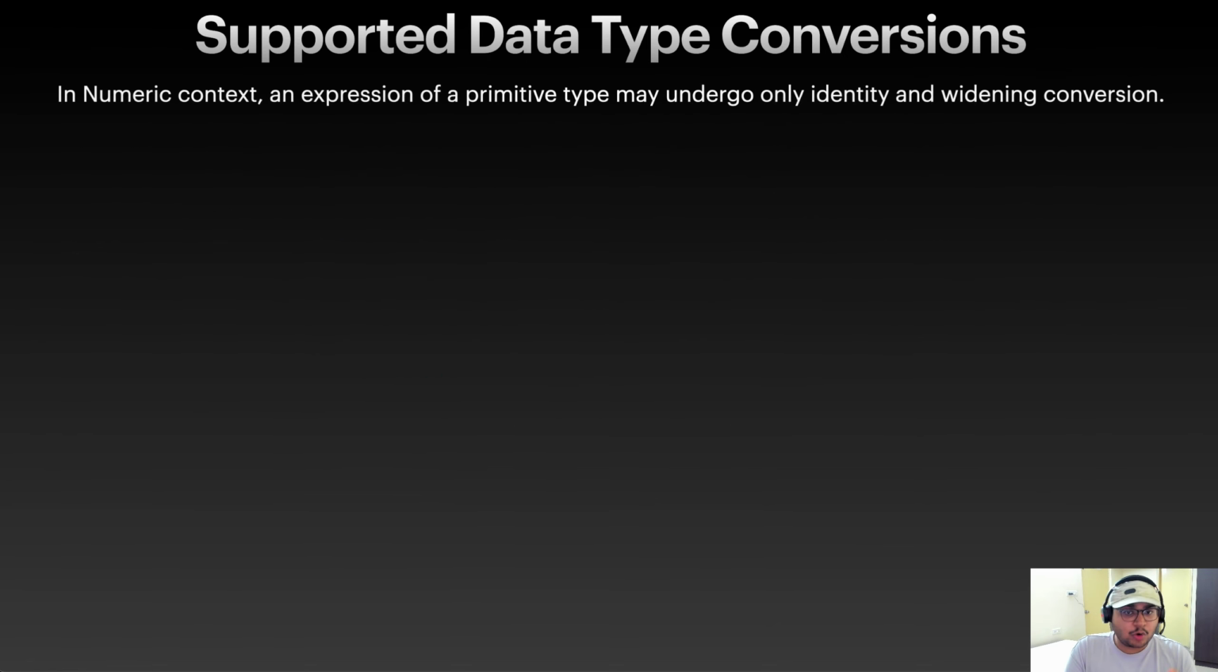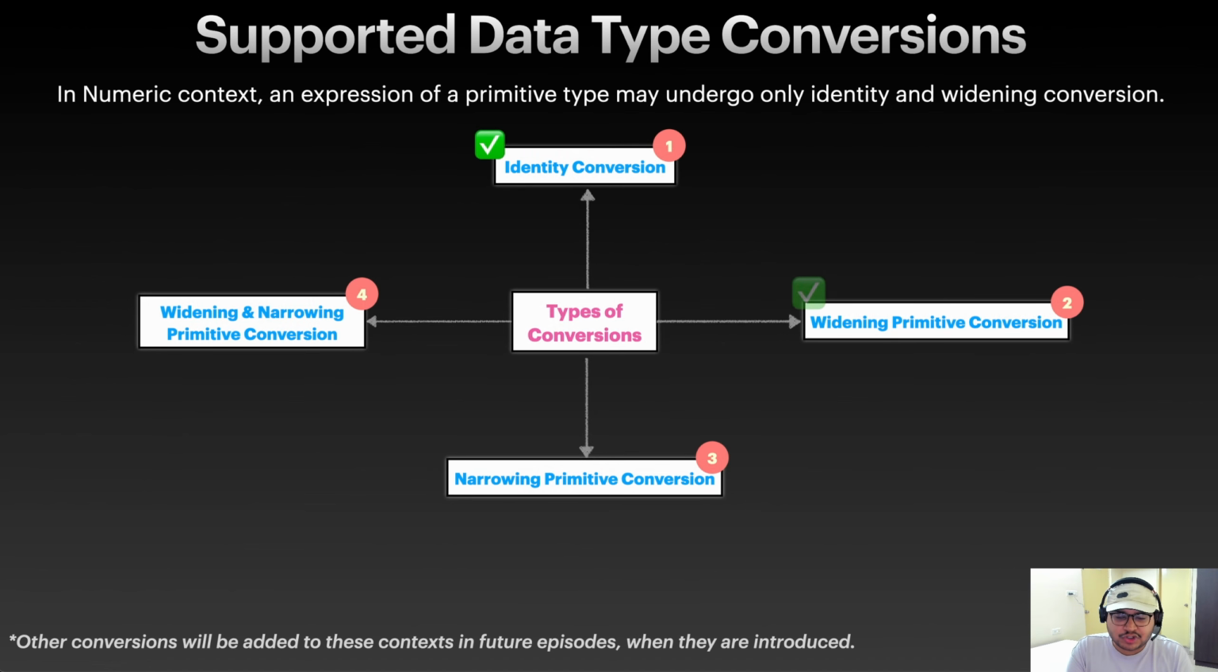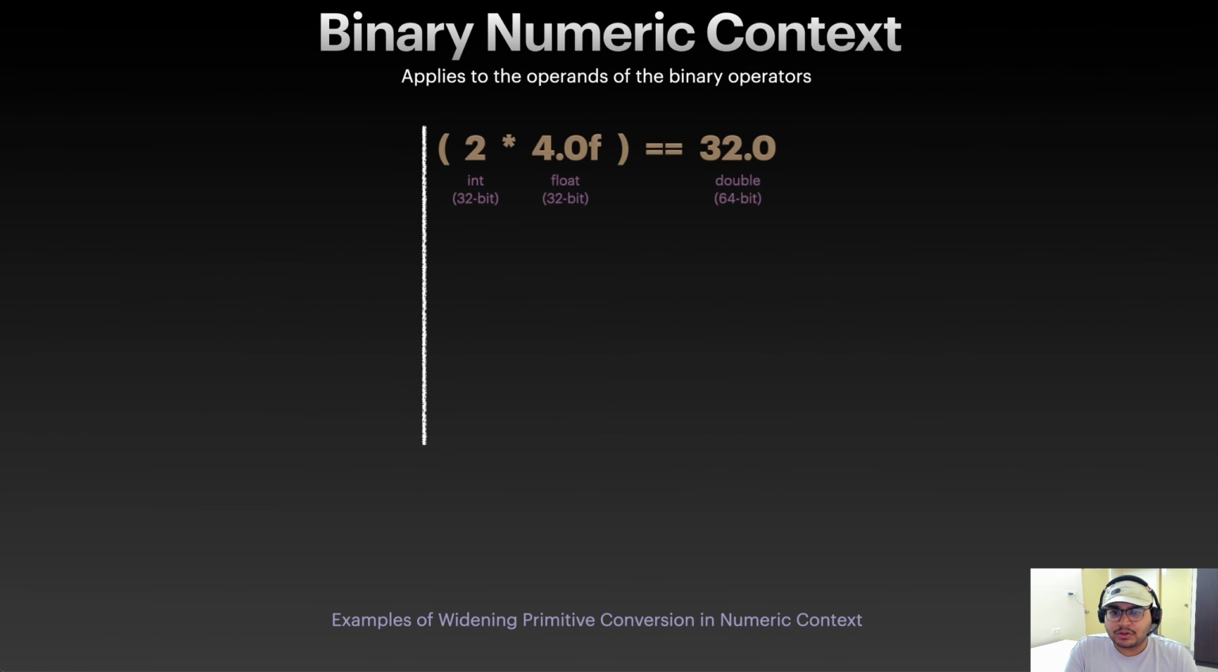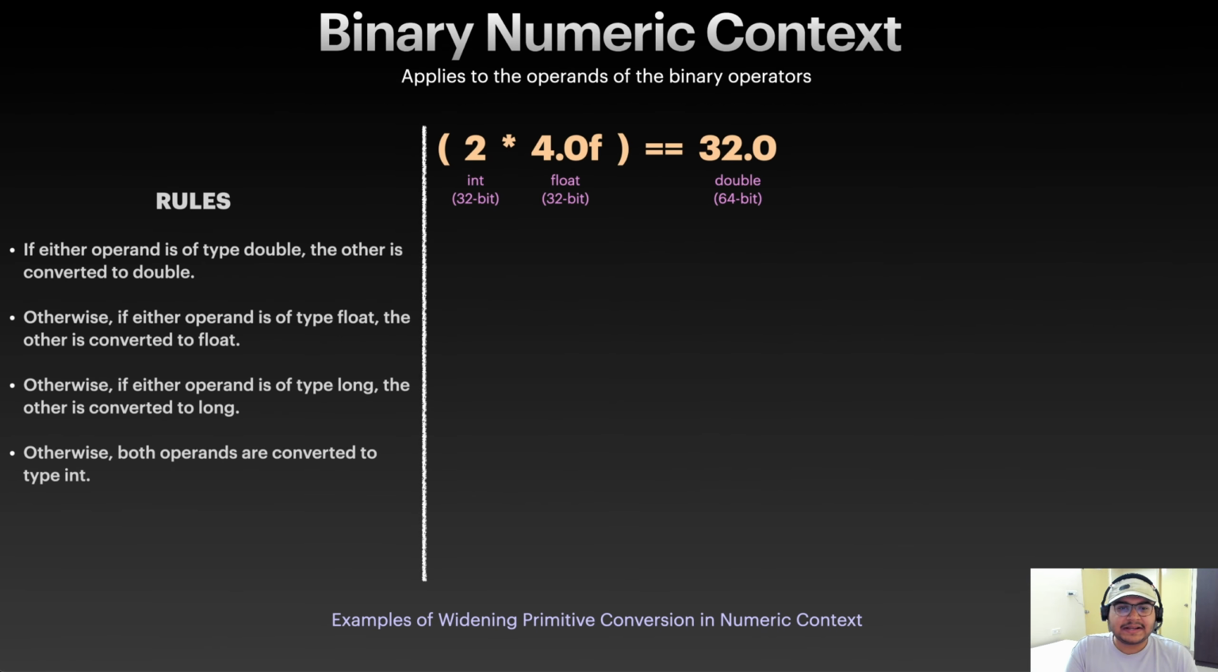In numeric context, only identity and widening primitive conversions are allowed. The rest of the conversions, that is 3 and 4 over here, are not at all allowed. The rules for evaluating an expression with multiple data types in a numeric context are simple.